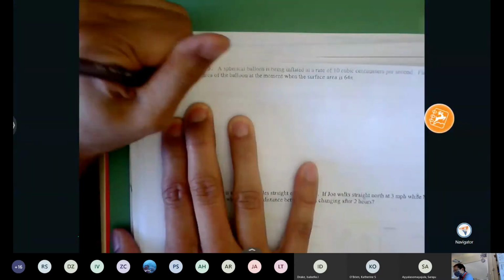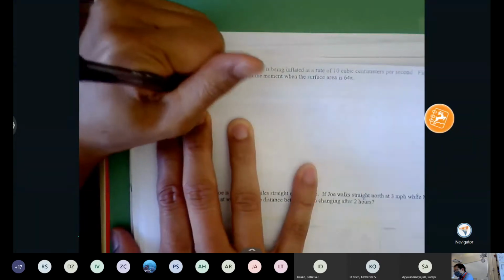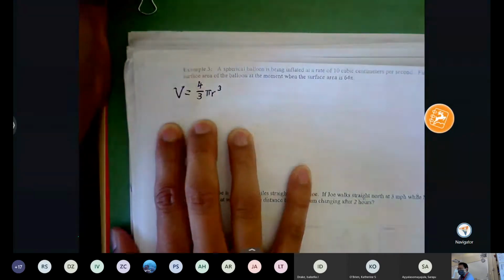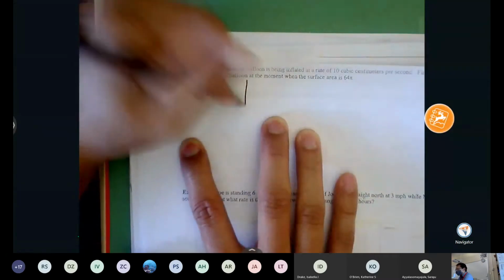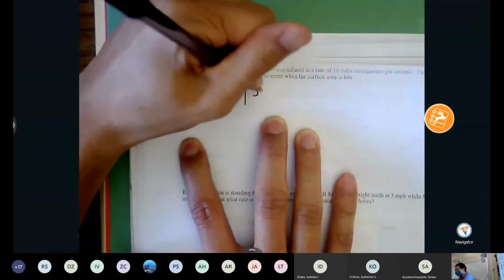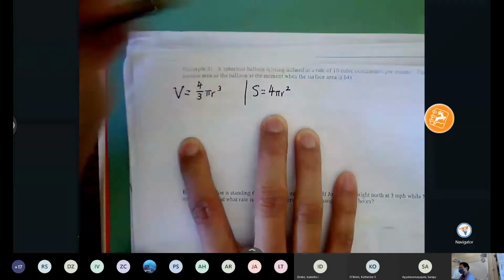So we have a balloon, you see cubic centimeters, you see surface area, so we need 2 equations that we need to use. And those are volume and surface area of a sphere. So let's write those down. So volume formula is 4/3 pi r cubed. That's volume for a sphere. We also have surface area of a sphere, which is S is equal to 4 pi r squared.